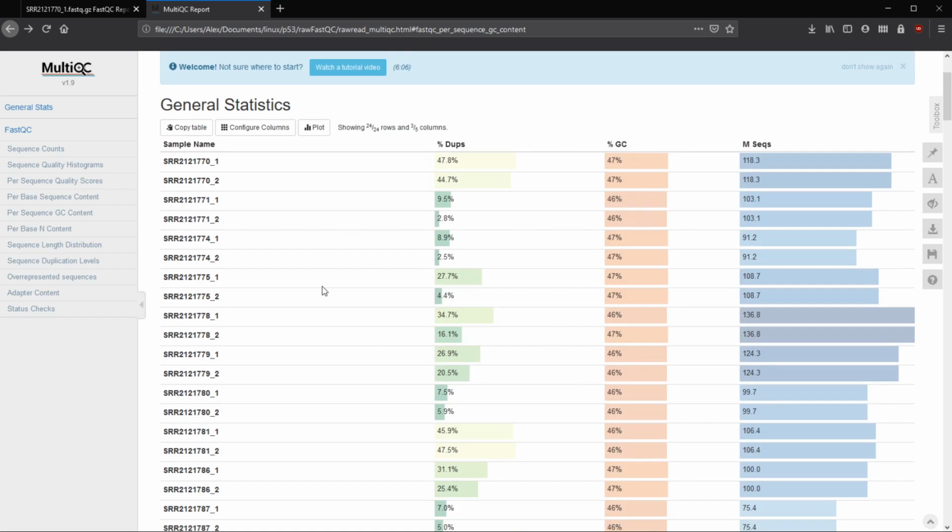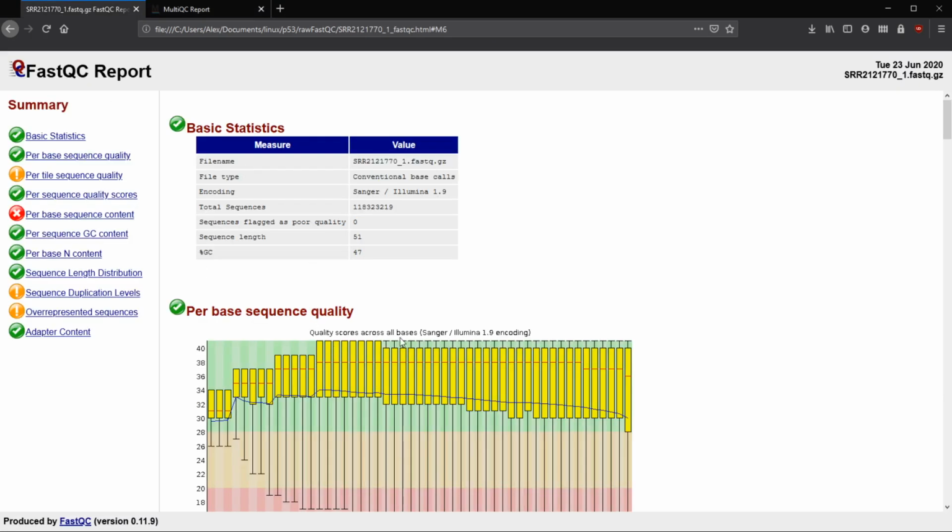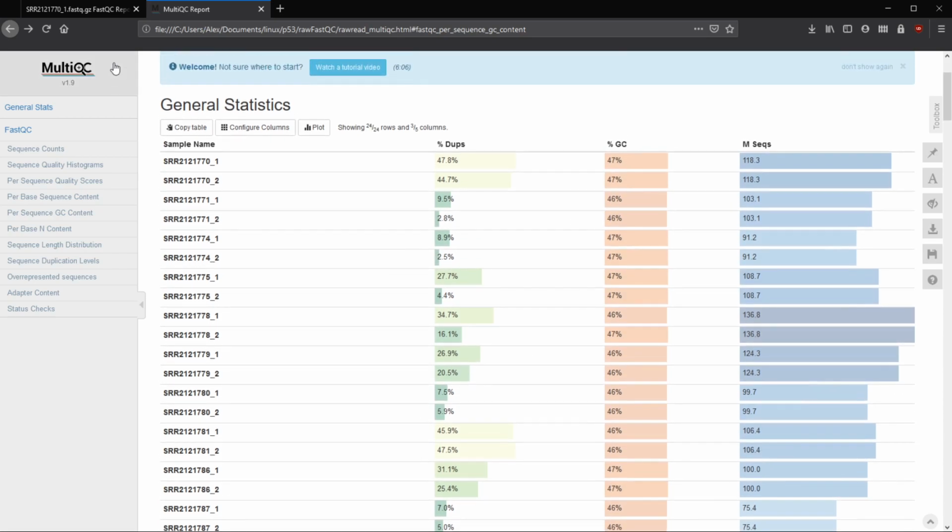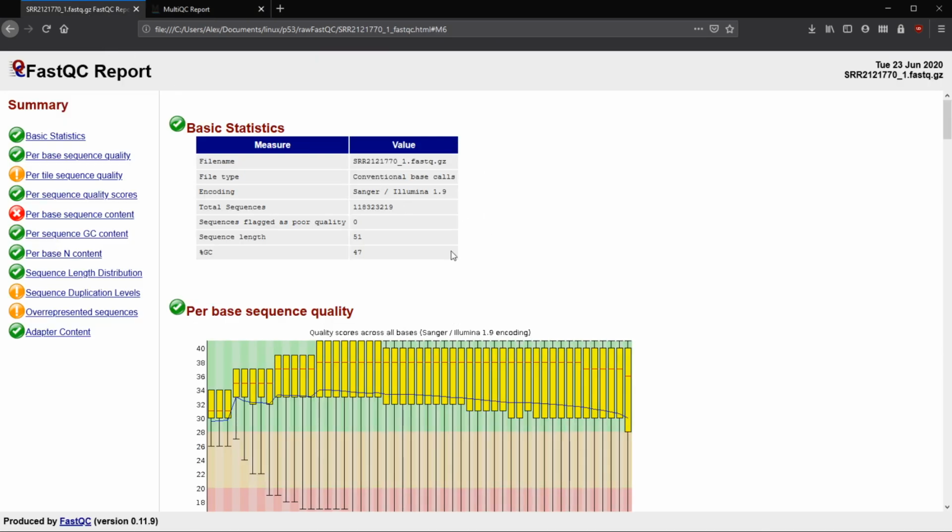So this is just a consolidation of all of our FastQC reports on each read, making it more digestible. But we'll look at this and we can always go back and forth. So the first thing that we see is our basic statistics. So this is just going to give us our file name. So this tells us that we're looking at the 770 forward read.